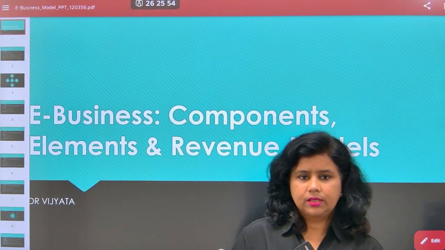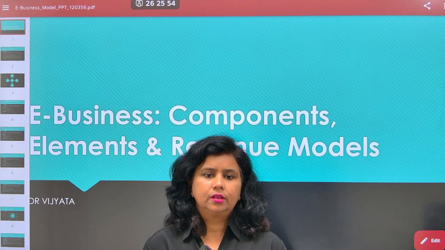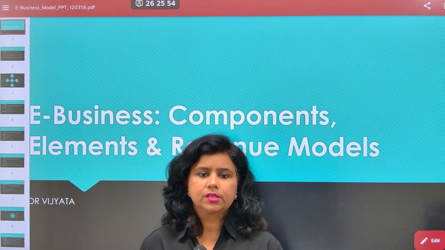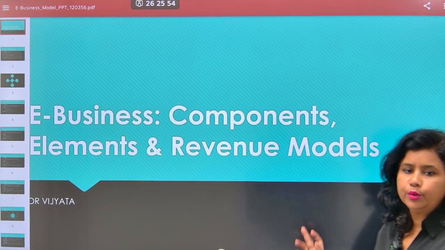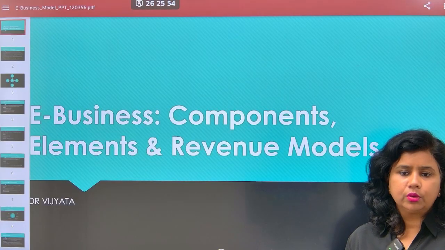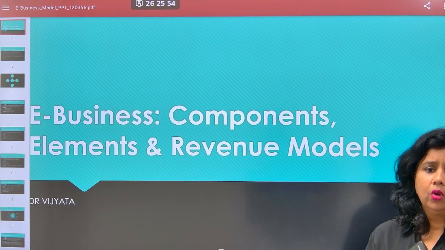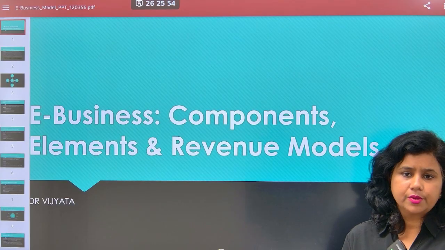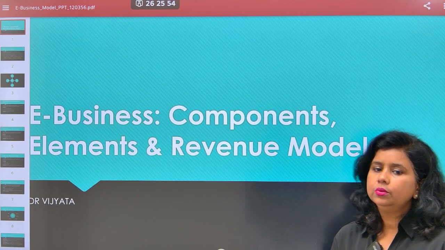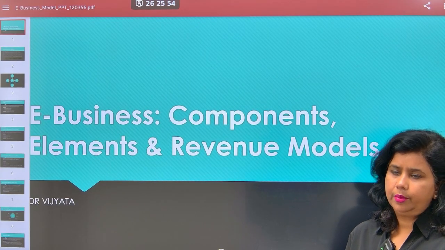So guys, our today's topic is e-business, the components, elements and different revenue models. What are the different revenue models of e-business? What are the different elements and what are the different components of e-business? While you are designing your business, what are the things you need to look for, you need to care about?